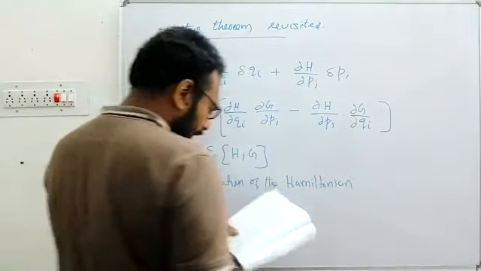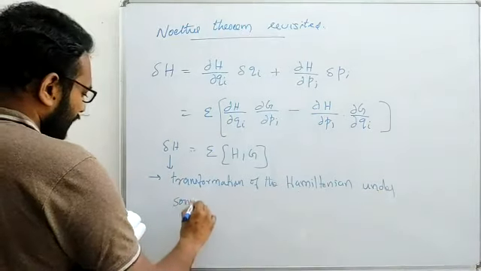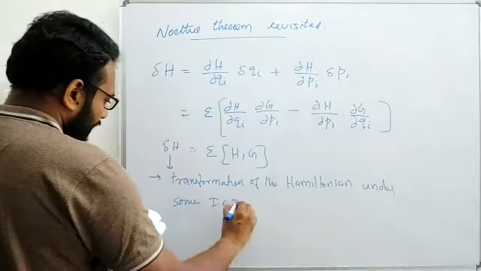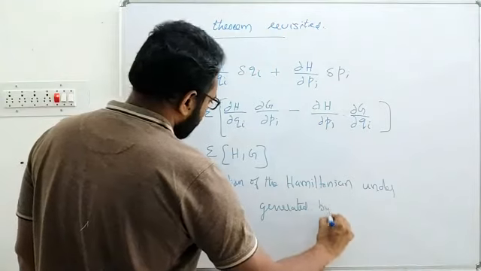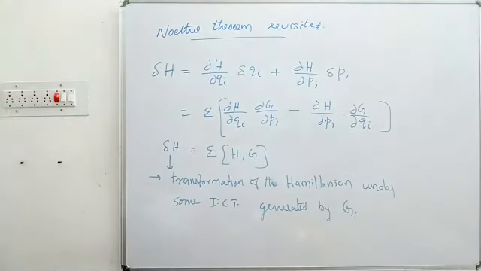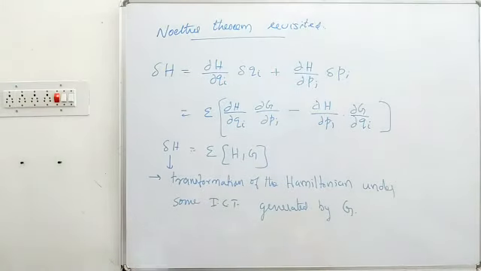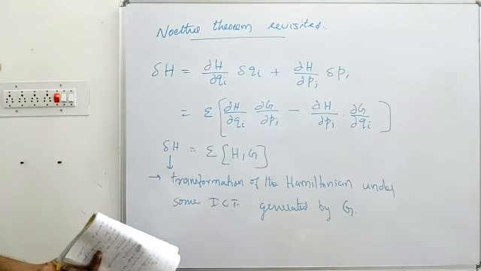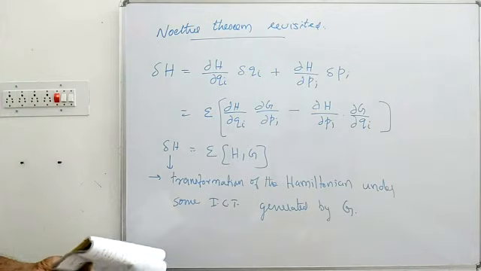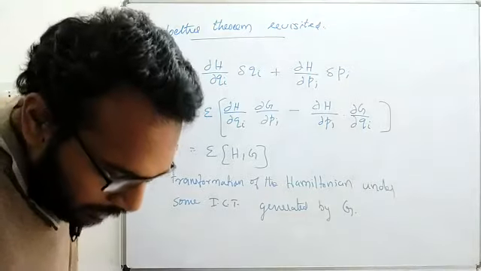Transformation of the Hamiltonian under some infinitesimal canonical transformation. We call it ICT, generated by G. I hope this is clear. All right, delta H, you can call it the transformation of the Hamiltonian, or the change in the Hamiltonian when you make an infinitesimal canonical transformation generated by G. G, as we said, is often called the generator of infinitesimal canonical transformations.